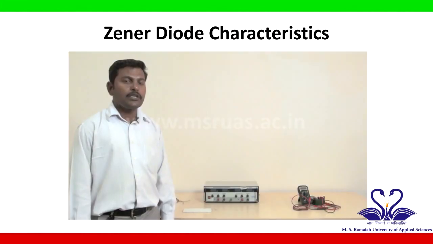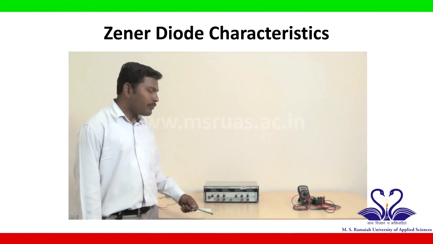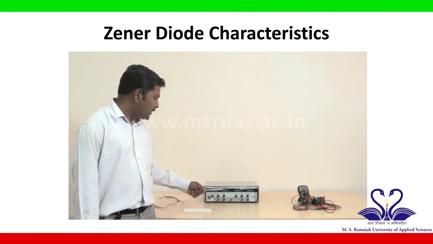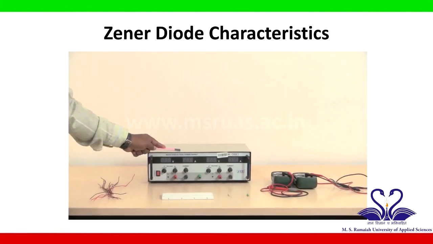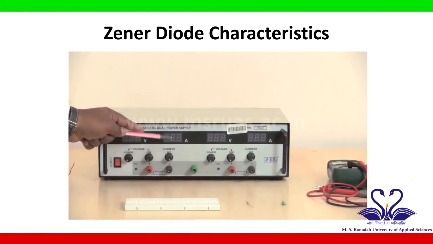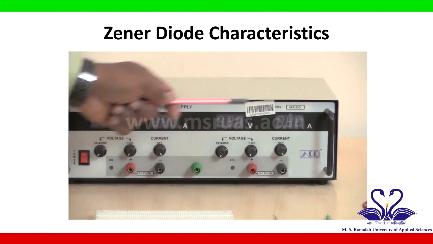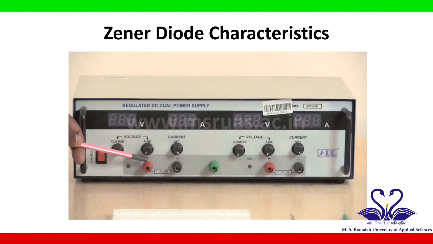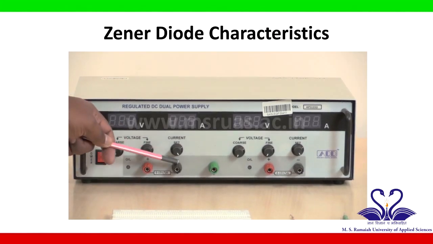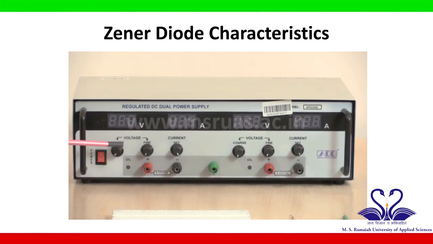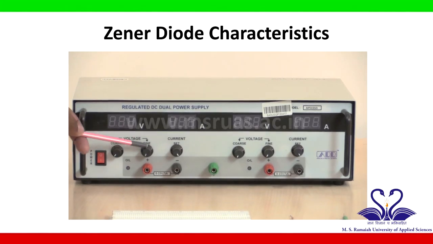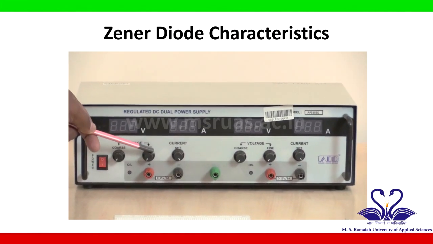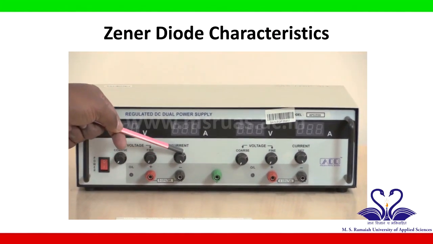Before starting the circuit connections, let us see the components used. This is the dual DC power supply, which has two voltage sources, one here and one more here, and each voltage source has two terminals to take a voltage. The red one is the positive terminal, the black one is the negative terminal, and here it has some knobs. These two knobs are used to vary the voltage. This is for coarse variation, this is for fine variation, and by using this knob we can set the current.